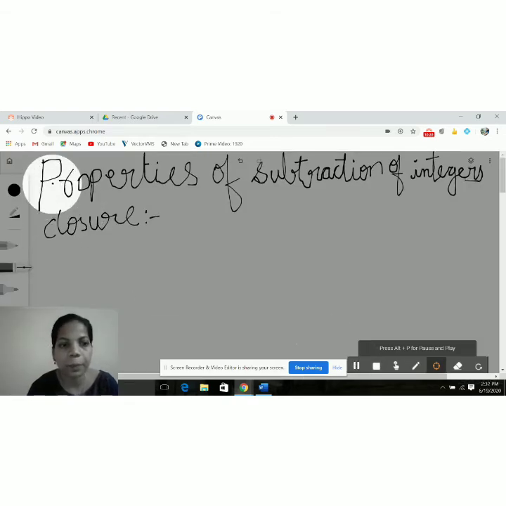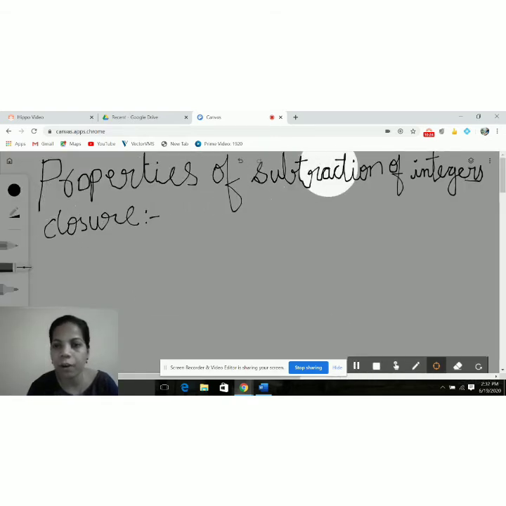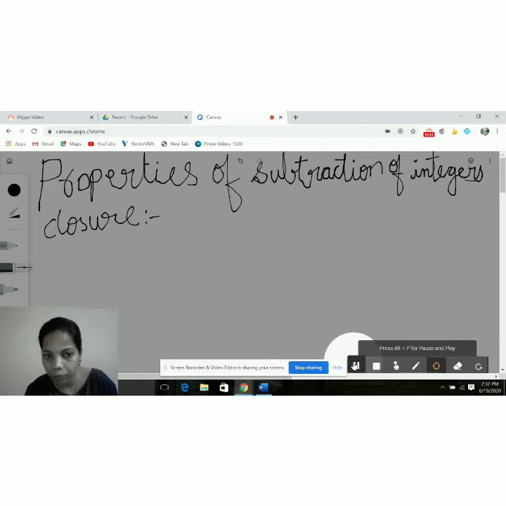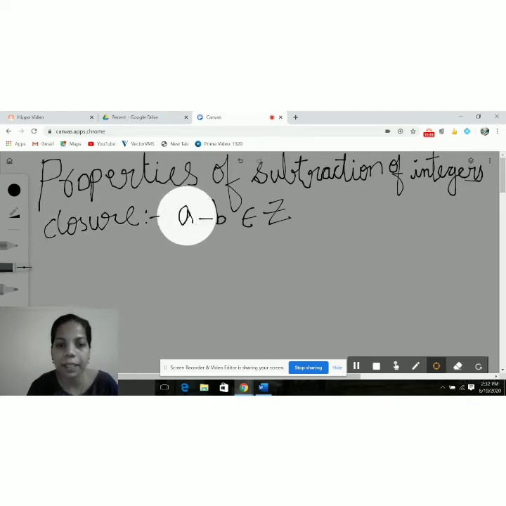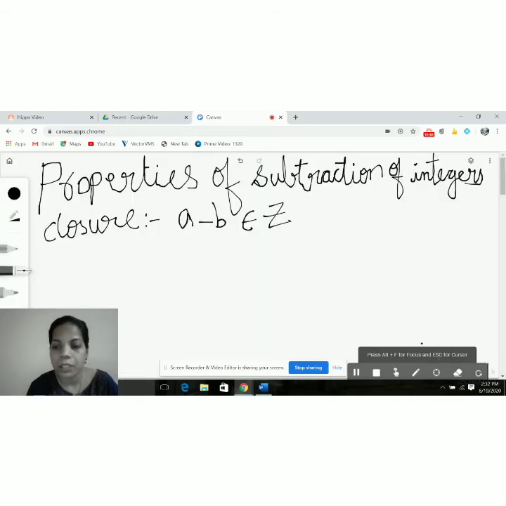Now we will see properties of subtraction of integers. The first property is the closure property. So if a and b are two integers, then a minus b is also an integer. I repeat, if a and b are two integers, then a minus b is also an integer. So we will prove this closure property with an example.